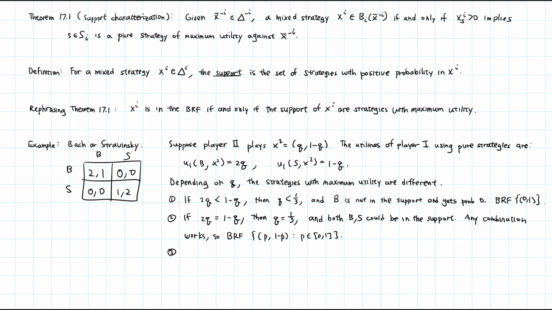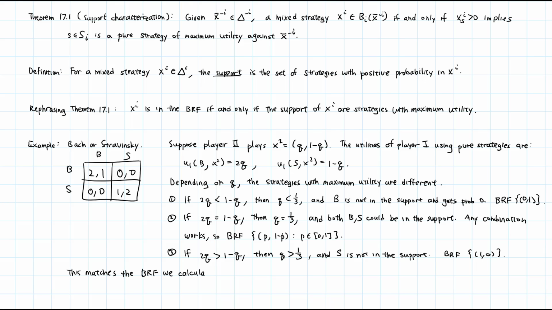In the last case, suppose we want playing Bach to have a higher utility than playing Stravinsky. So we have q greater than 1/3, and Stravinsky is not in the support. So the best response function has only one element, 1, 0. And this matches the best response function we calculated in the last lecture.